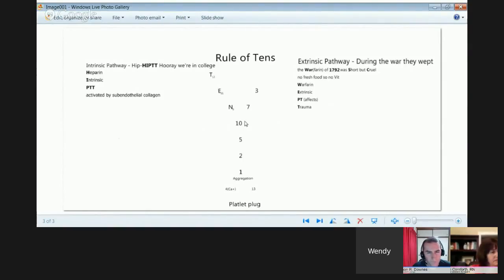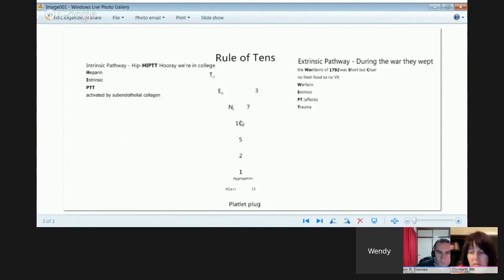So first of all, rule of tens, right? And because it's rule of tens, 10 is a rate limiting factor. It's the big, most important factor. It's what slows down the clotting factors. If there's a lot, you can see the pathway being used more. It's a very important factor.